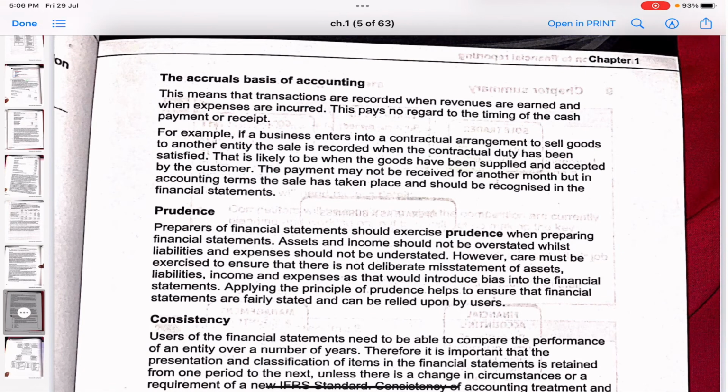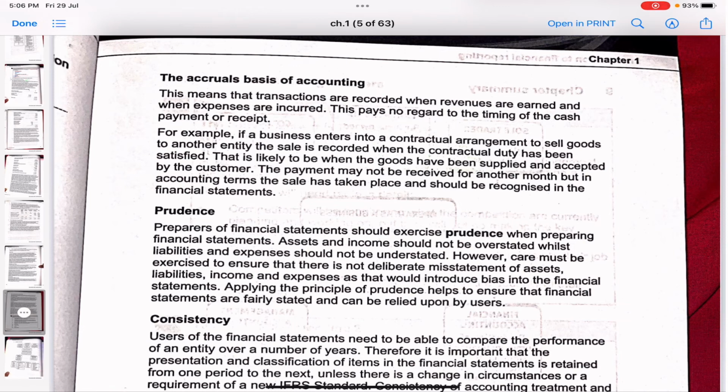Now we come to what the accrual basis of accounting is. So this is really important and we need to keep in mind what accrual really means. This means that transactions are recorded when revenues are earned and when expenses are incurred. This pays no regard to the timing of the cash payment or receipt. For example, if a business enters into a contractual agreement to sell goods to another entity, the sale is recorded when the contractual duty has been satisfied. That is likely to be when the goods have been supplied and accepted by the customer. The payment may not be received for another month, but in accounting terms, the sale has taken place and should be recognized in the financial statements.